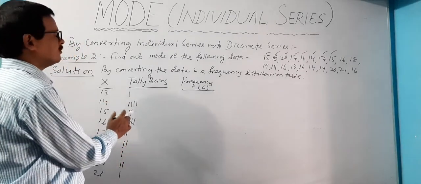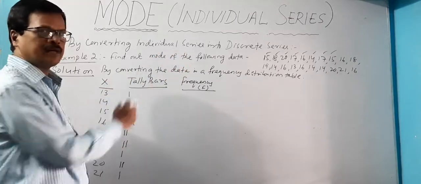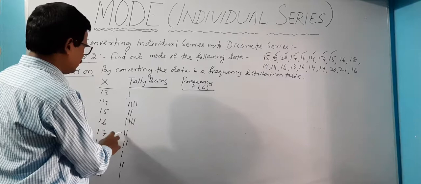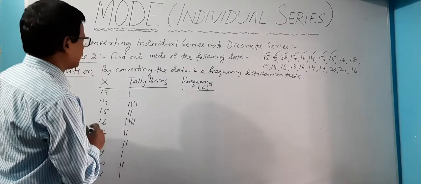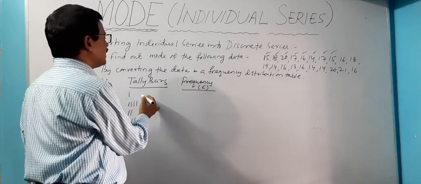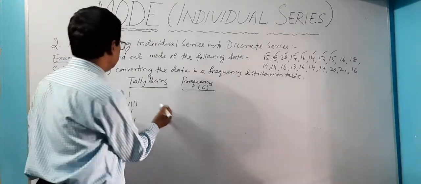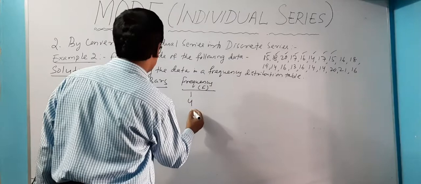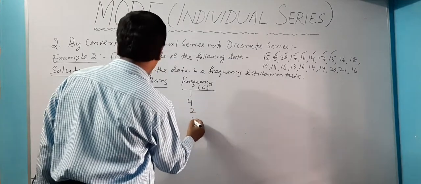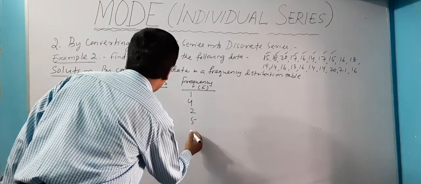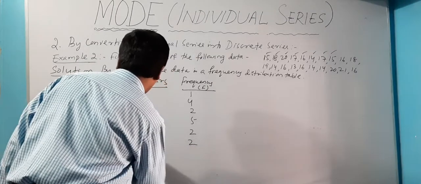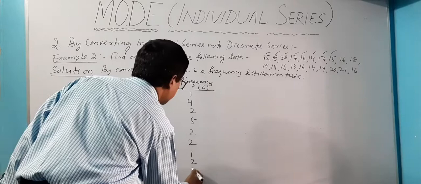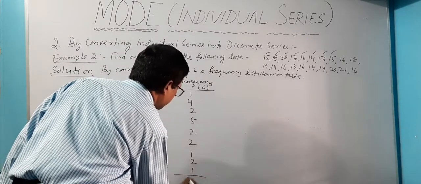Count the tally bars, whether it comes to 20 or not, because there are 20 numbers, 20 items. Now, counting the tally bars, write down the frequency here. 1, then 4, then 2, then 5, right, then 2, then again 2, then for 19, 1, then for 20, 2, for 21, 1, total 20.